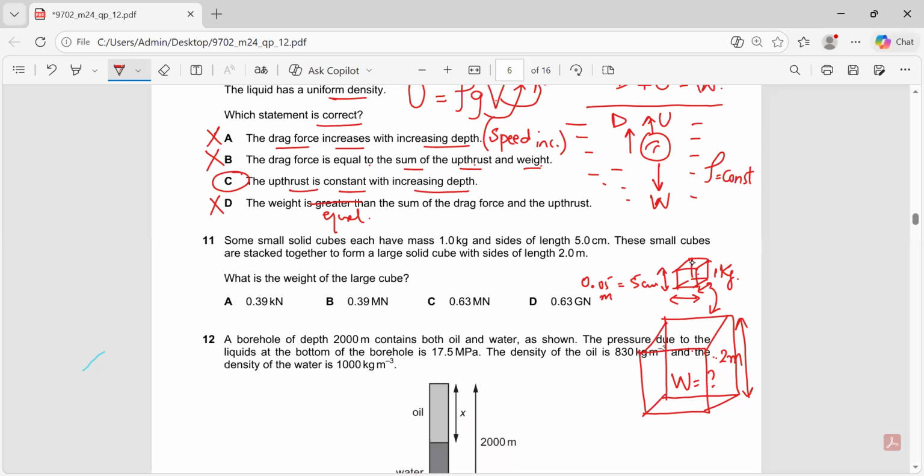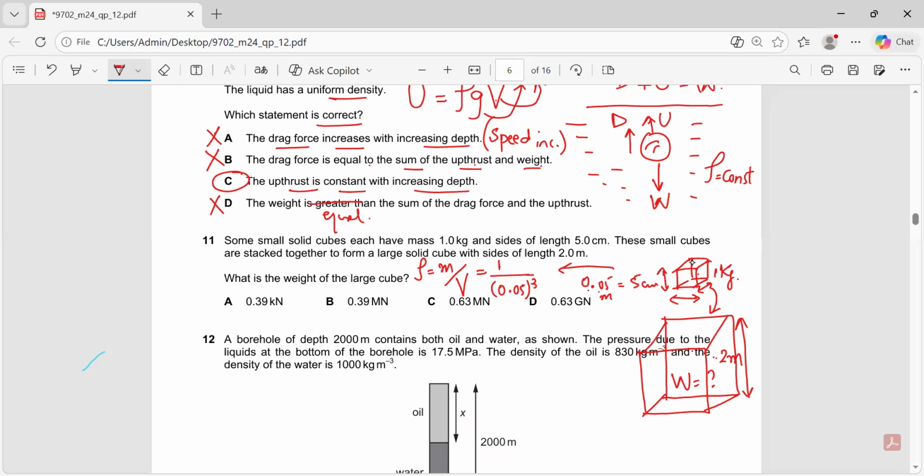तो सबसे पहले let's find out the density of the smaller cube. What's the formula of density? Density is equals to mass over volume. And what is the mass? 1. What is the volume? 0.05 into 0.05 into 0.05. So it will be 0.05 cube.